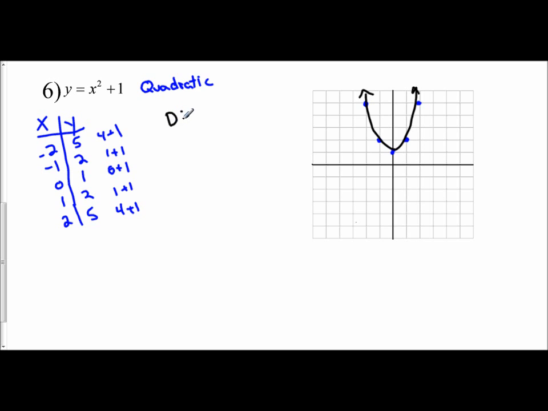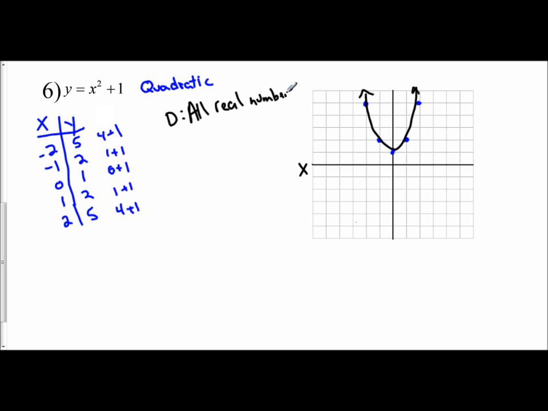Our domain, is there a limit to our x values? We would go all the way to the left. We would continue to choose -3, -4, -5, -6, same thing to the right. Our domain is all real numbers.